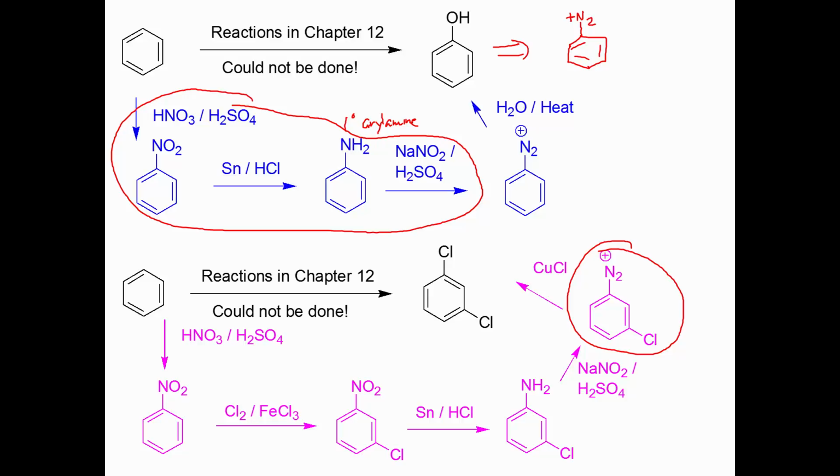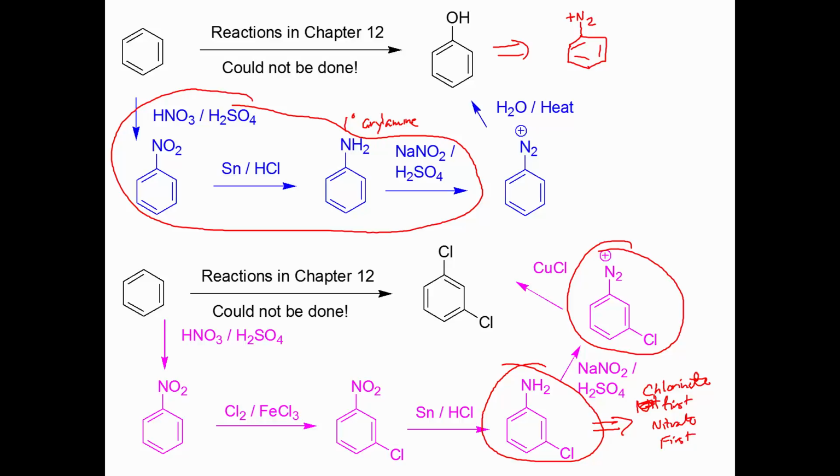Okay, all right, so the diazonium salt can only come from the corresponding aniline derivative, which would be meta-chloroaniline. Now that we have this, we're torn. Do we nitrate first? Sorry, chlorinate first, or do we nitrate first?